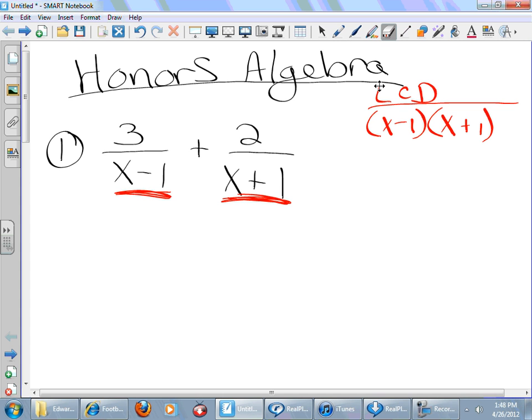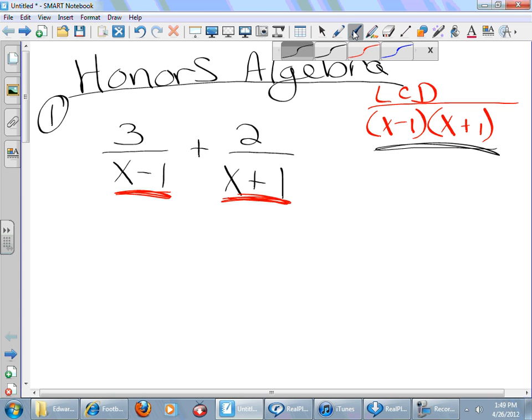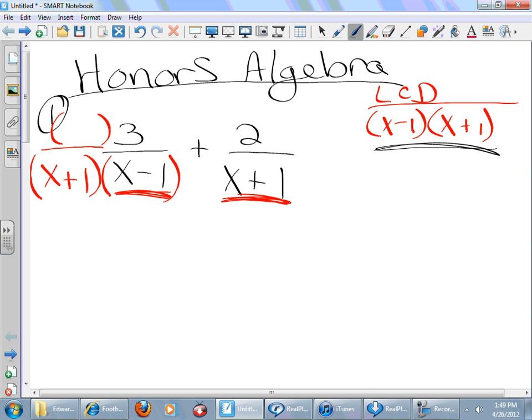I ask myself, are all parts of all denominators accounted for? And in this case, they are. So I need both my denominators to look like this. So I'm going to go to each fraction, and I'm going to multiply the denominator by the part of the LCD that it's missing. In the case on the left, it's a quantity of x plus 1. But if I multiply downstairs, I have to also multiply upstairs. Over on the right, the quantity that's missing is an x minus 1.